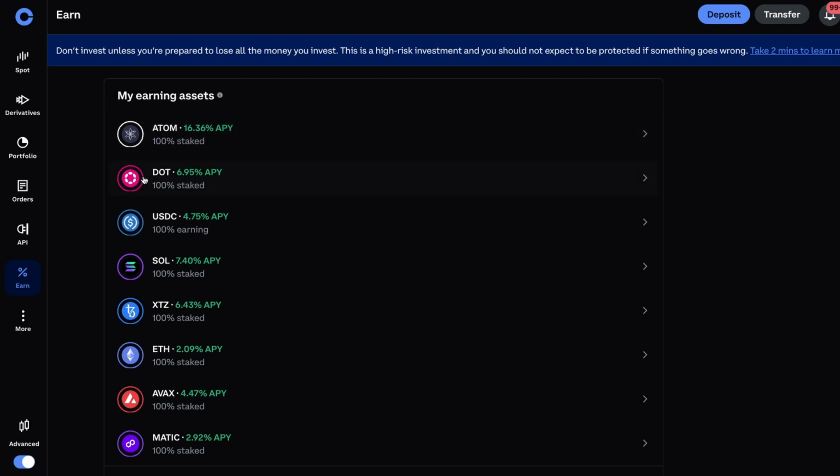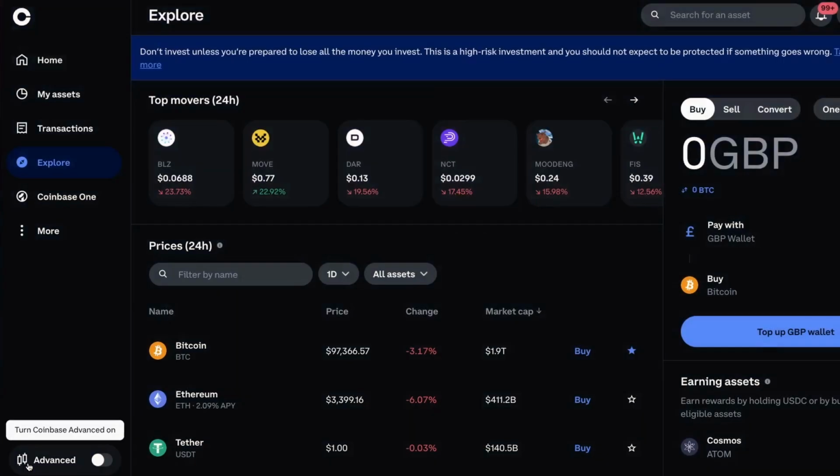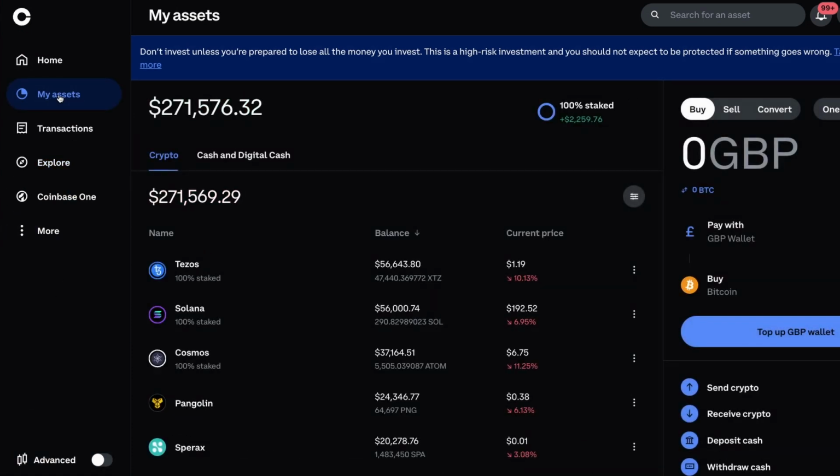An example here is with Polkadot. This used to have about 20% annual interest, but it's actually dropped in recent months to just 6.95%. So it can change quite a lot. So anyway, let's go on to some specific examples. I have to actually turn off advanced view. It's just the way Coinbase is laid out right now, but it's easier to go back onto my assets page and just go into the individual wallets.